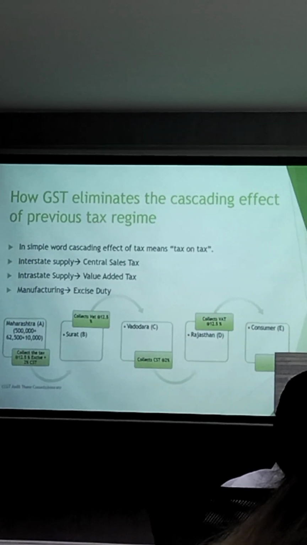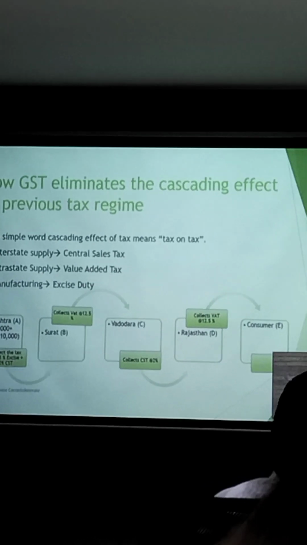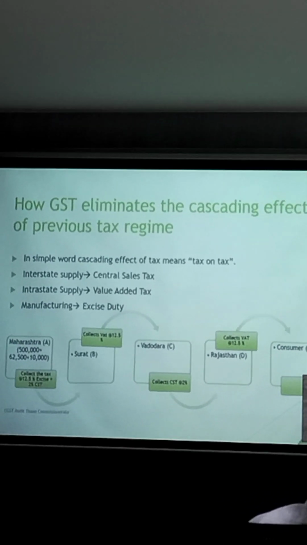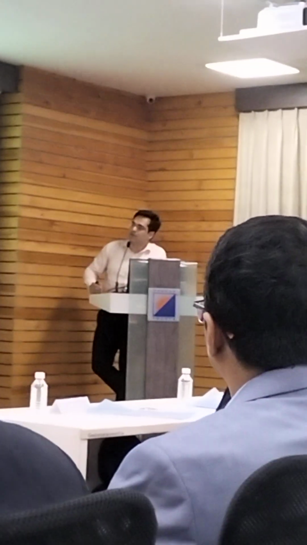So let us try to trace this transaction. For example, the manufacturer in Maharashtra sells this car to another dealer B who is situated in Surat. So at the time of clearing these goods, person A would have to discharge the excise duty at the rate of 12.5%. This is a hypothetical percentage. And at the same time, he also had to discharge Central Sales Tax because he was engaged in interstate supply.